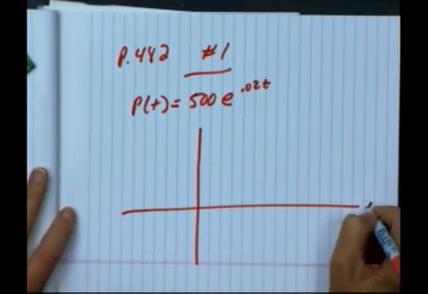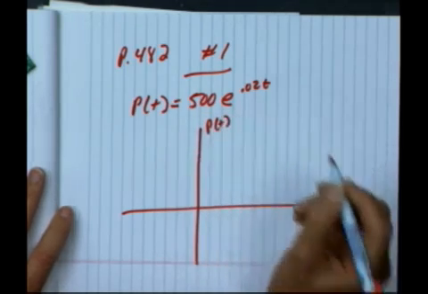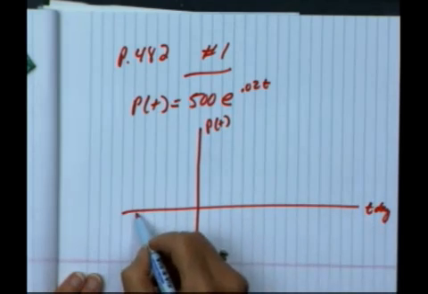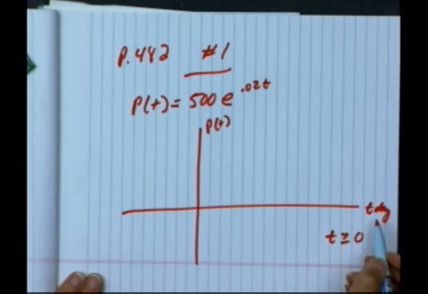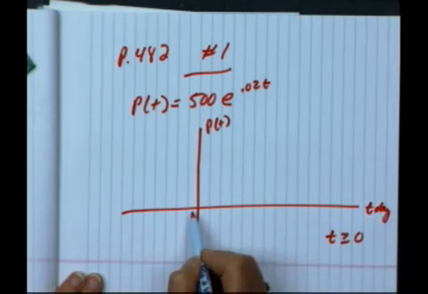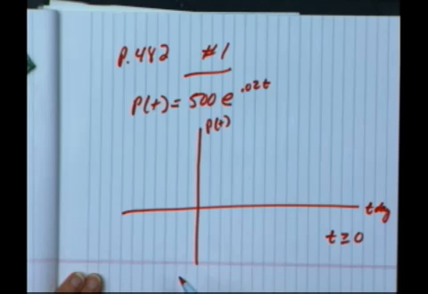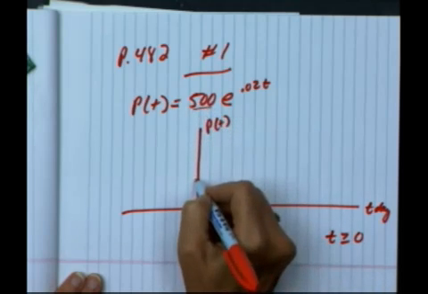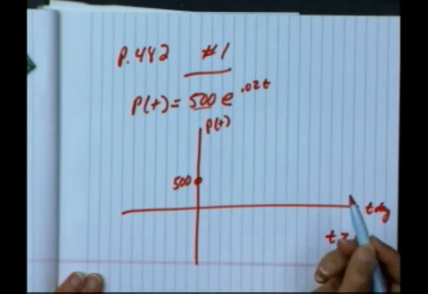This is T in days, this is population, okay? And we're not going back in time, so t has to be greater than or equal to 0. All right, and what point do I start with on the p-axis here? 500, because that's the initial number of insects that I have.